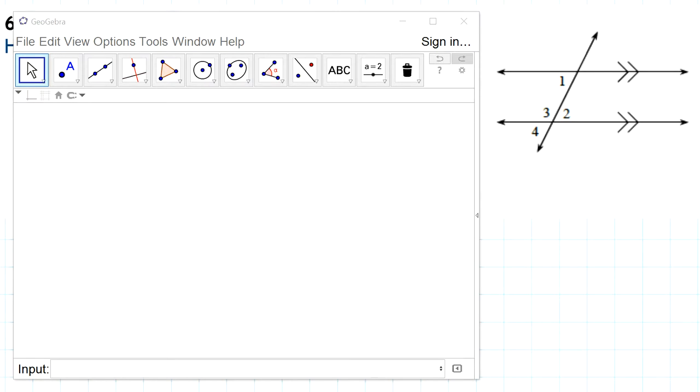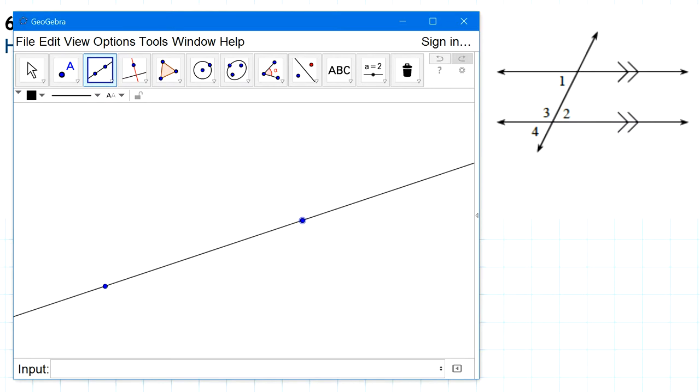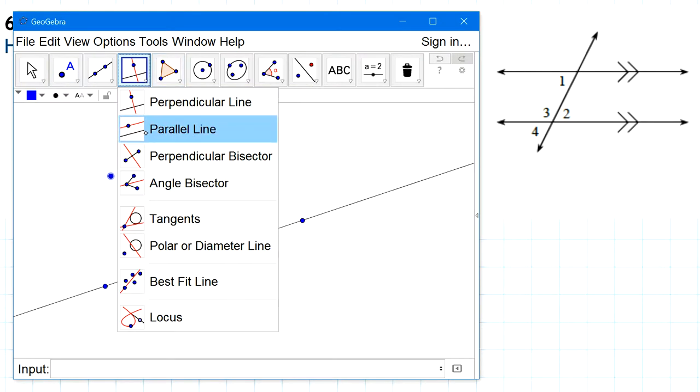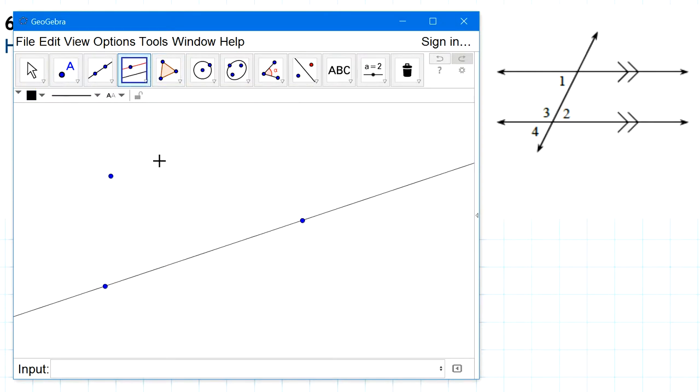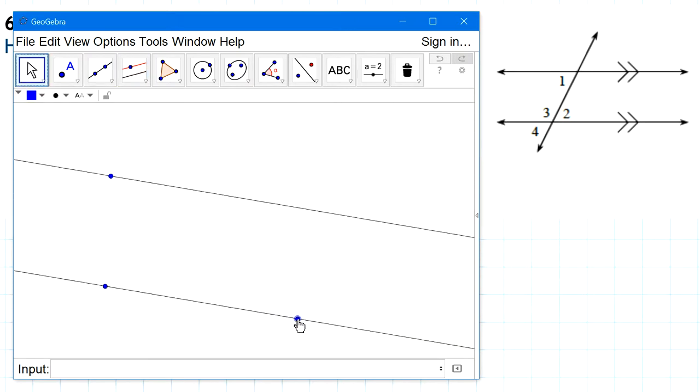So whenever I have a pair of parallel lines, I can quickly emulate that in GeoGebra by grabbing two points, and then another point that's not on that line. If I want to make a line parallel to it that goes through here, this menu right here has a parallel line tool. Basically, you click the line that you want to be parallel to, and then you bring it up to the point that you want it to go through. So at this point, as I move them around, these lines are always parallel to each other.